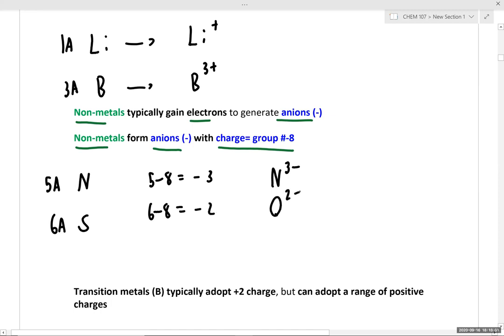And oxygen forms O2-. Bromine, which is a 7A element, 7 minus 8 gives us -1, and bromine prefers to form Br-, or bromide. Does this make sense?